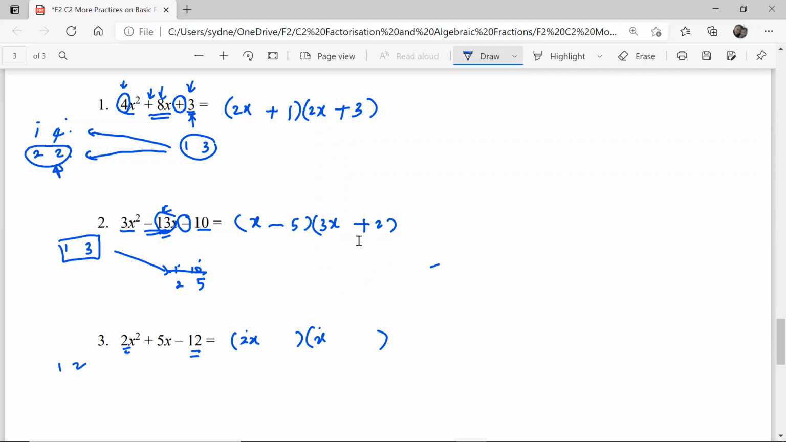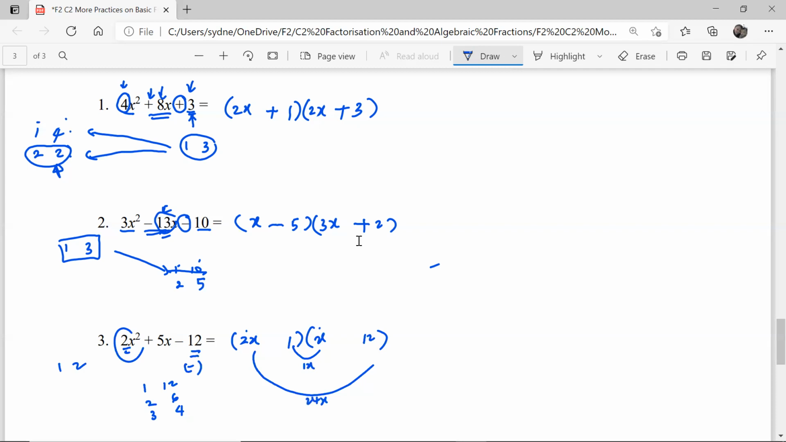Next, 12. So 1 and 12, 2 and 6, 3 and 4, and that's it. Okay, I cannot minus it right away. I have to combine with the 2 in front. So I have to try and error. So 1 and 12. So inner pair and the outer pair. I got 1x and 24x.